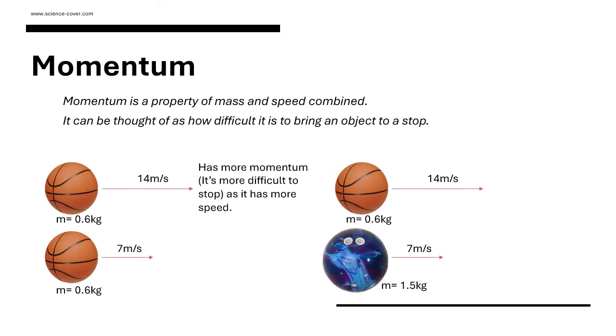However, in this case, we have a bowling ball and a basketball, and the mass of the bowling ball is greater than the mass of the basketball. So despite the fact that the basketball is moving at 14 meters per second and the bowling ball is only moving at 7 meters per second, in this case, it'll be the bowling ball that has more momentum. That is because the bowling ball is more difficult to stop, and this is because it has more mass.